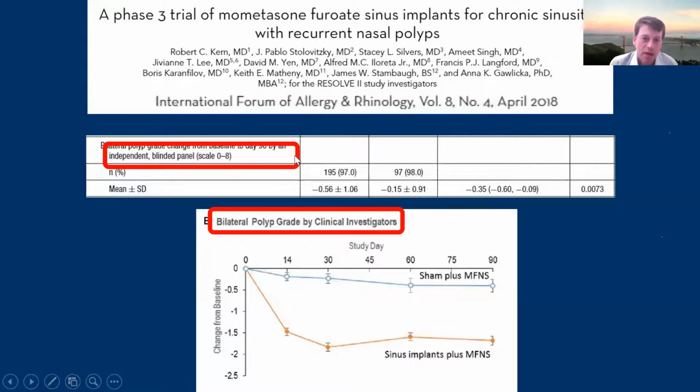Now, if I'd been the reviewer for this paper, I would not have allowed this table in because it really can be deceiving when you're trying to sort out the true impact of this. And the whole reason you have an independent blinded panel is to remove any potential bias from the investigators as they're unblinded and evaluating these patients postoperatively.